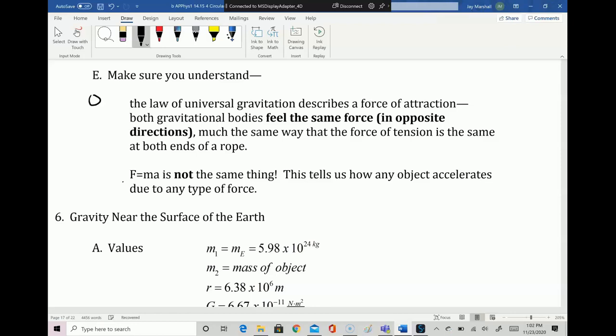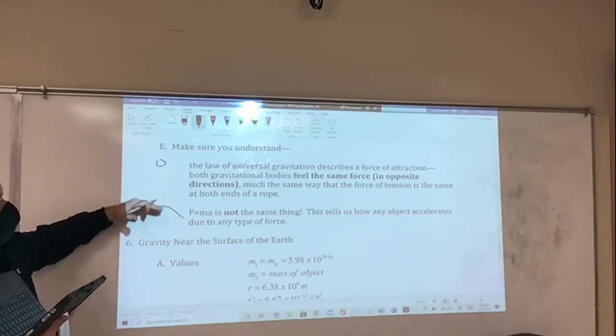If I've got the moon and I've got the Earth, you would think that the force of attraction of the Earth on the moon is going to be much greater than the force of attraction of the moon on the Earth. Okay, it's not that way. If it was, the moon would be accelerating rapidly towards the Earth, and that doesn't happen, right? They stay the same distance apart. One is not accelerating relative to the other, at least in distance terms, although the Earth is certainly accelerating the moon towards it.